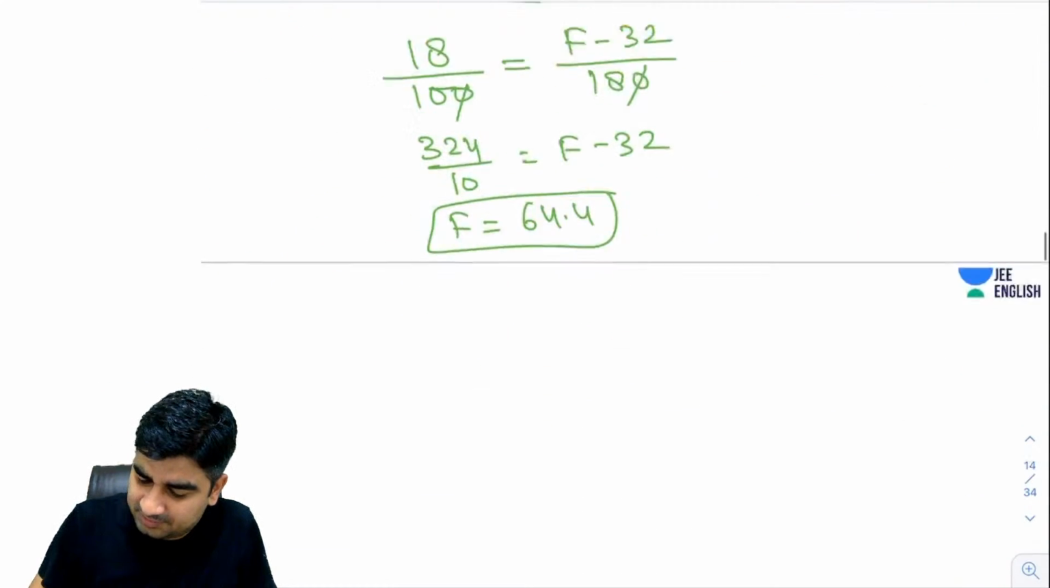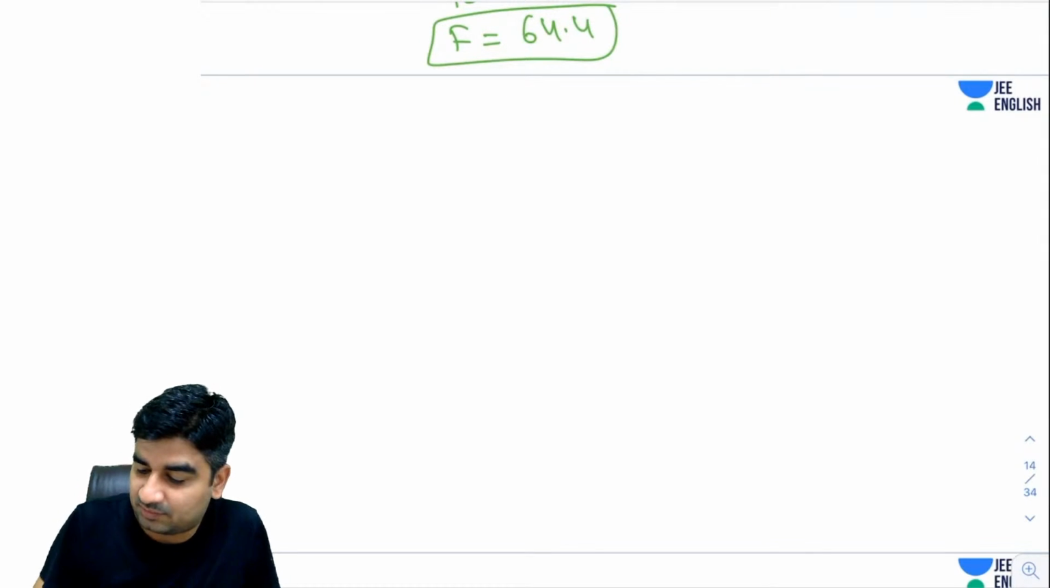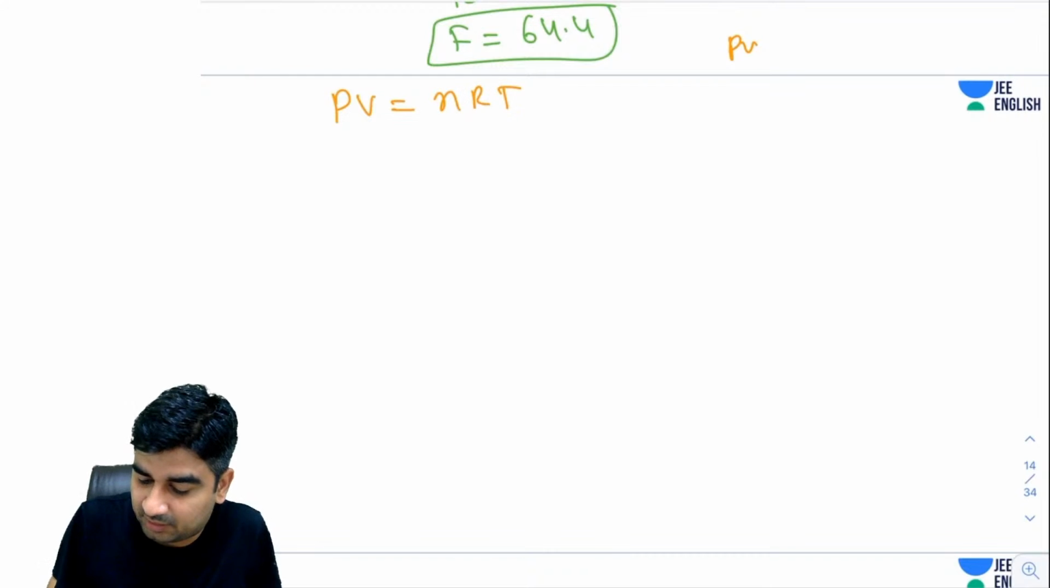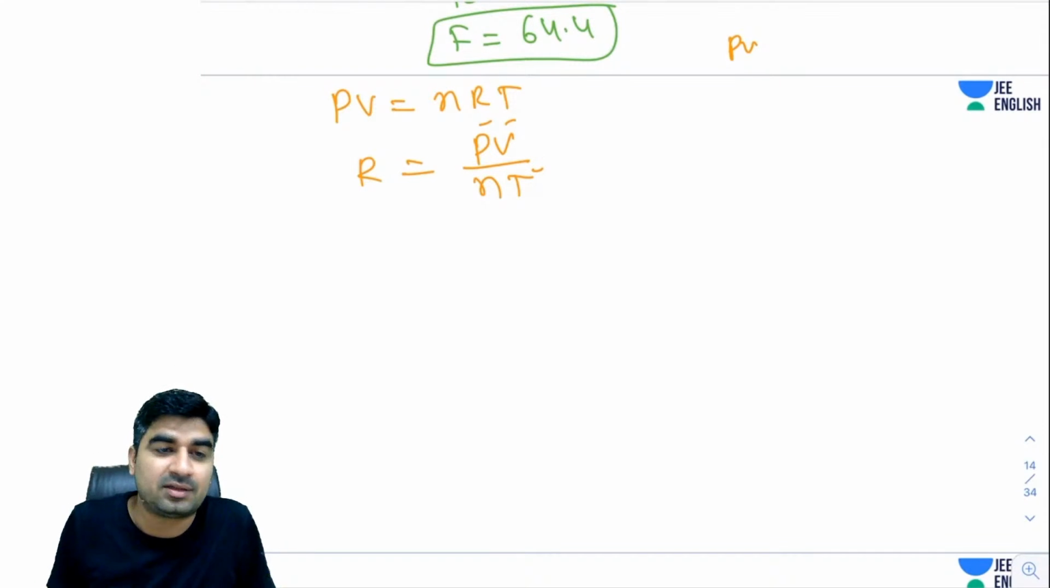So let's start. Values of R. Now everything is done. When we take PV is equal to nRT, R will be PV upon nT. So now pressure, volume and T are all done.